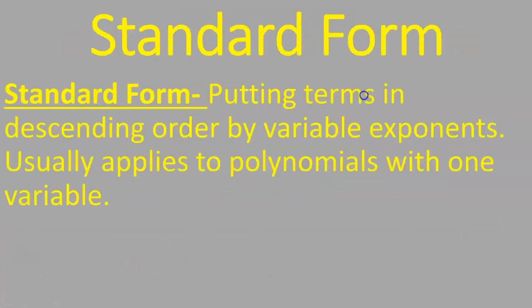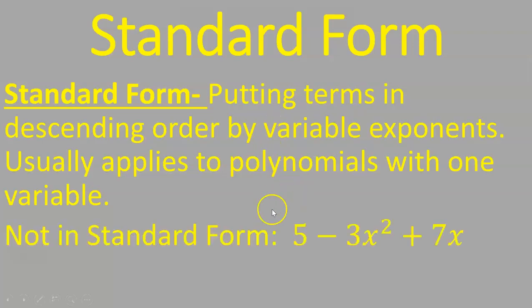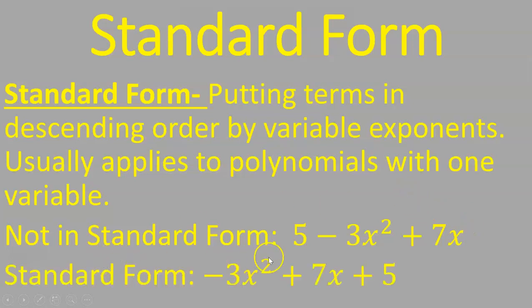Standard form would be when you have it in descending order for your variable exponents. Okay, so this would not be in standard form. Notice the variable exponents is 0. Remember, if you don't see x, it's 0. 2 and 1. That's not in order. But if I put it in order, 2, 1, 0, that's descending order, then it is in standard form. Notice the negative in this case goes with the 3x squared. It travels with it as you move it around.